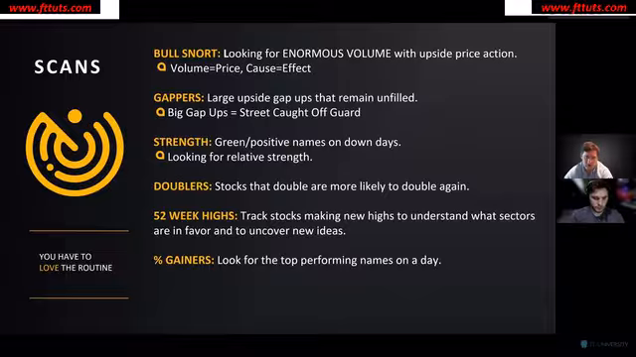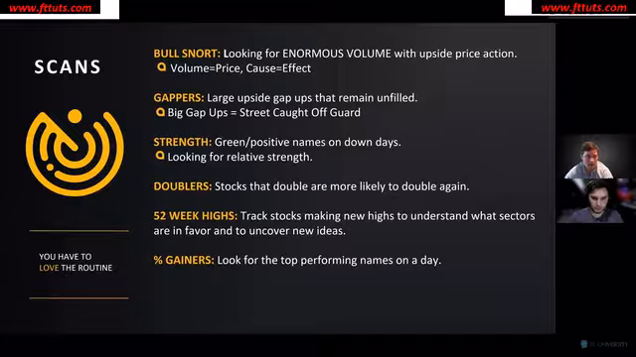So first things first is my bull snort scan. In a nutshell, we're looking for enormous volume. I hear people say all the time that volume doesn't matter, blah, blah, blah. I totally disagree with that. I think volume's the key. And if I can find a situation where there's enormous volume, oftentimes there's a potential trade there over the next couple of days or weeks. So volume equals price, cause equals effect. If you can find big volume, it can often be the cause for that effective future price advance.